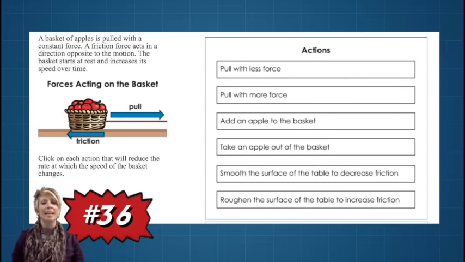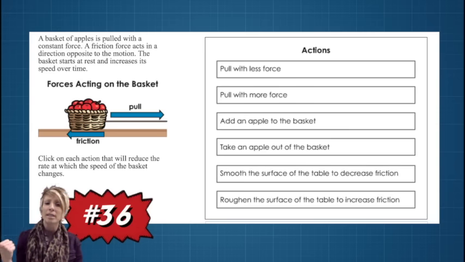Okay, question number 36. A basket of apples is pulled with a constant force. A friction force acts in a direction opposite to the motion. The basket starts at rest and it increases its speed over time. So it's getting faster. You can see there, looking at the diagram, the force is acting on the basket. We've got pulling to the right and we've got friction acting on it to the left.